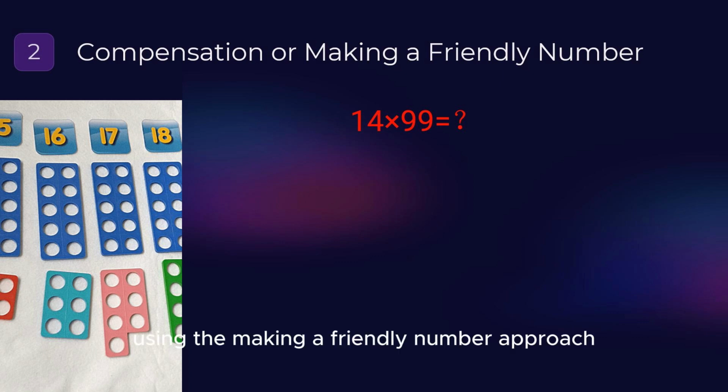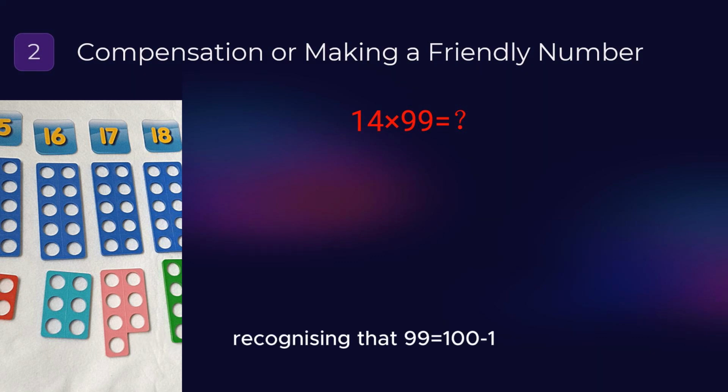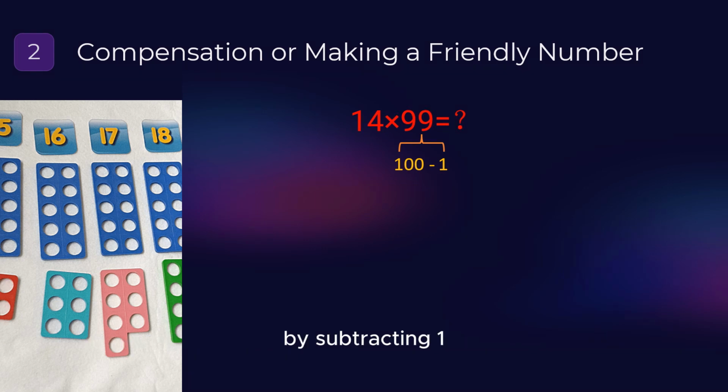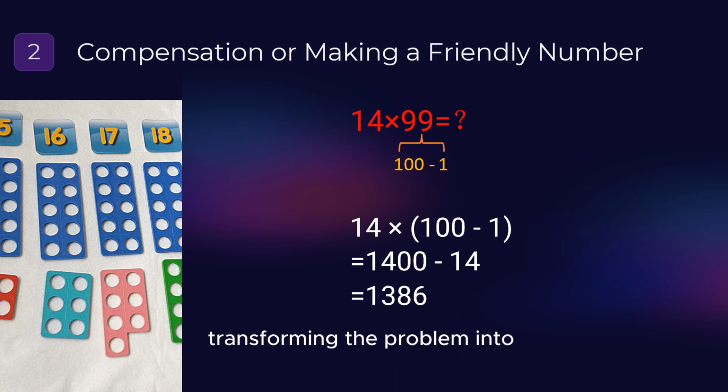Using the making a friendly number approach. Recognizing that 99 is equal to 100 minus 1, we compensate for the difference between 100 and 99 by subtracting 1. This technique is valuable for mental addition or subtraction, facilitating quicker calculations. In this instance, we rewrite 99 as 100 minus 1, transforming the problem into 14 times 100 minus 1.